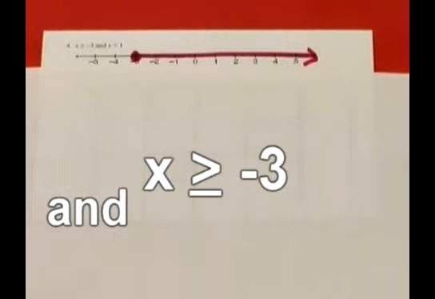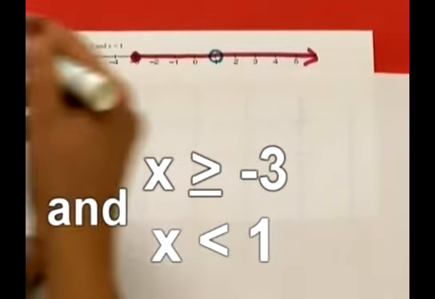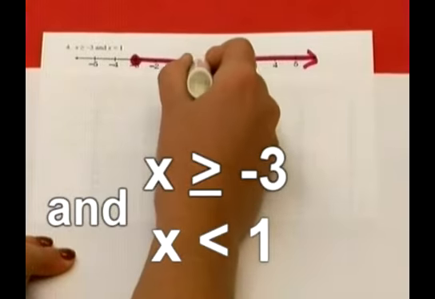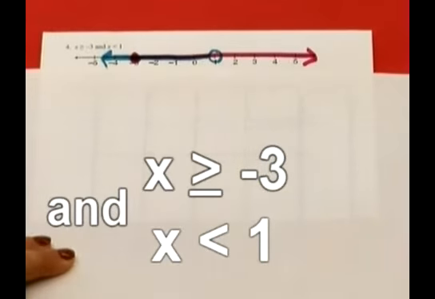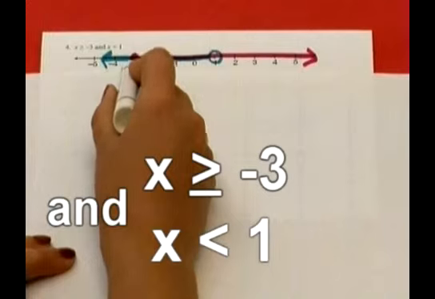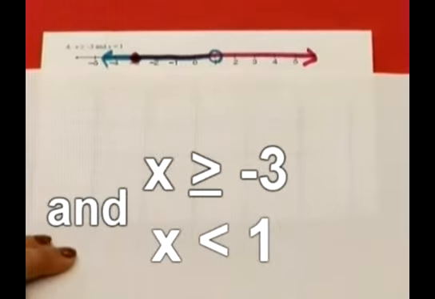Now the other part of this, our other equation, is x is less than 1. So I'm going to 1, it's open, it's less than, it's not equal to, and I'm graphing that. Now our solution, you can clearly see, are the numbers between -3 and 1.